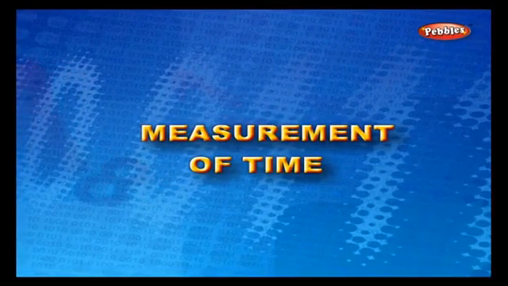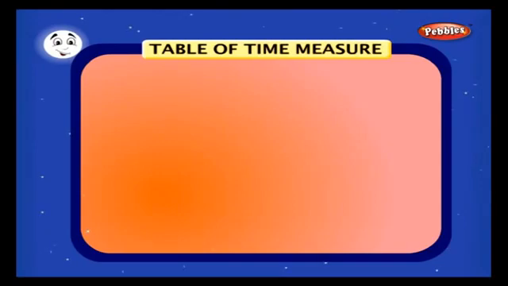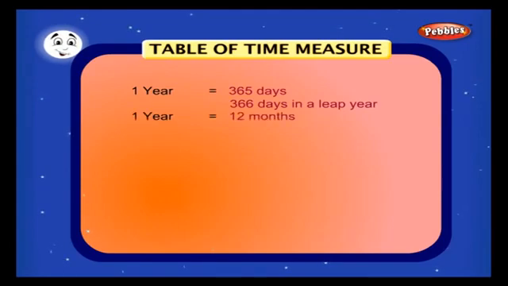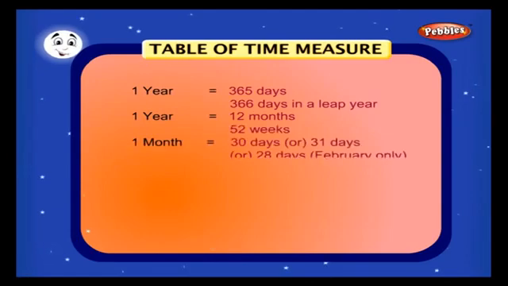Measurement of time. Table of time measure. We have 365 days in a year, but once in 4 years we have 366 days, and that year is called the leap year. In 1 year we have 12 months and 52 weeks. In 1 month we have 30 days in some months, 31 days in some months, and 28 days for February. In 1 month we have 4 weeks.